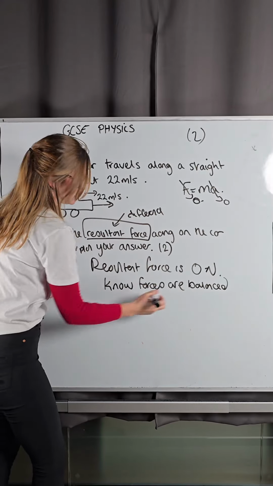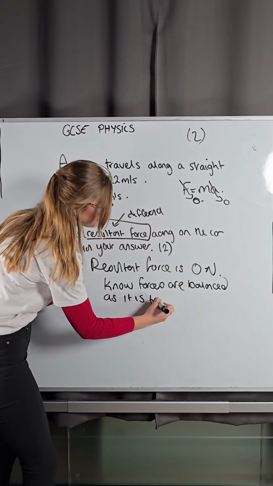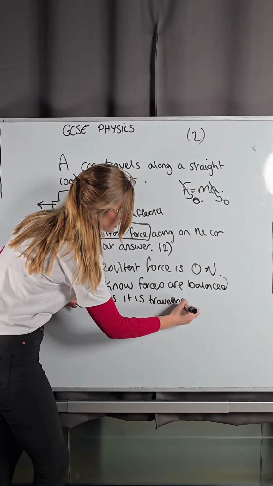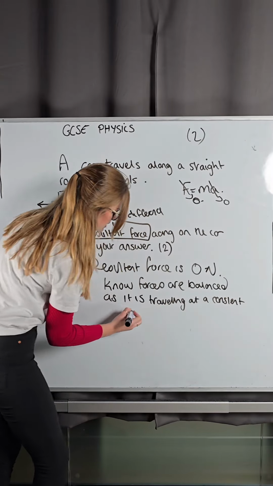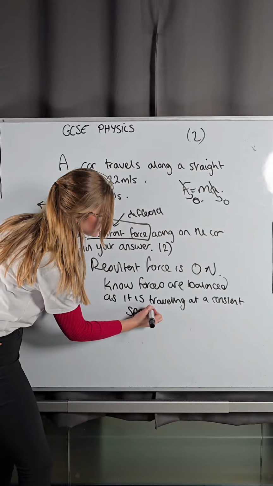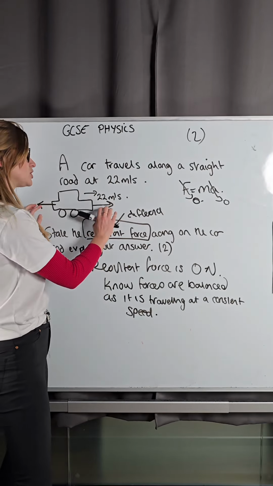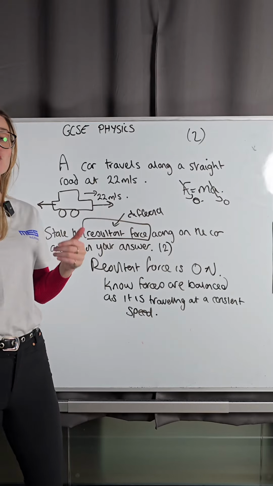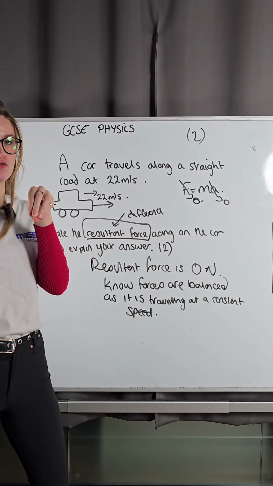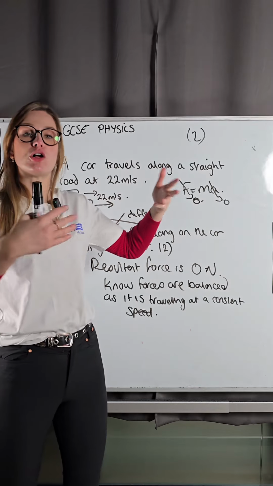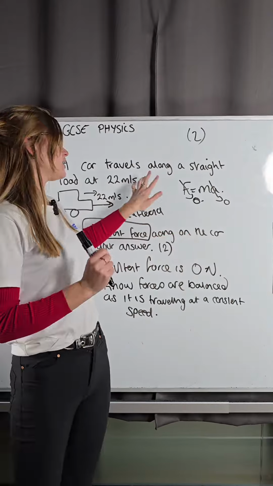We know the forces are balanced as the car is traveling at a constant speed. And if you had a question asking whose law this is, that's going to be Newton's first law. Because remember, Newton's first law said if the forces are balanced, it's either going to remain at rest, so if it's already not moving it just stays not moving, or it continues to move at constant speed. Because this car is already moving, it's going to continue moving at that constant speed.